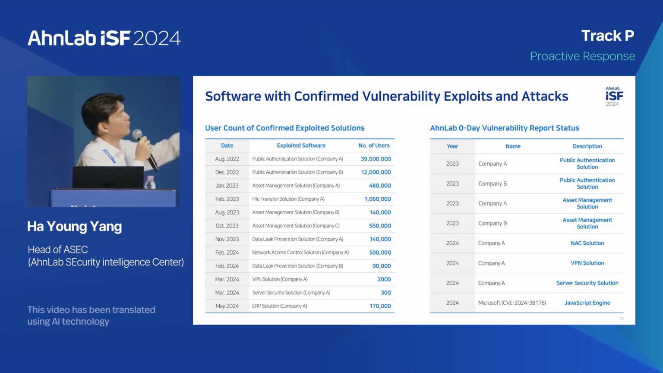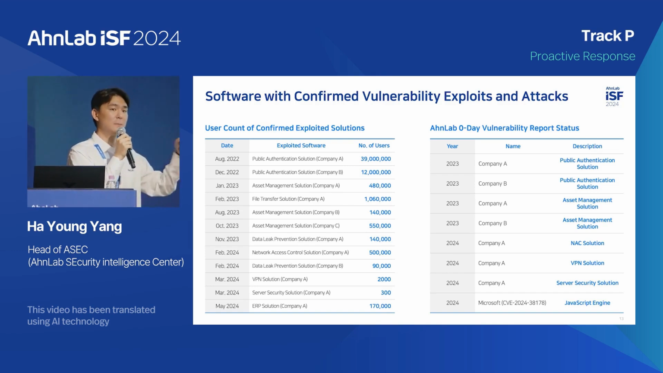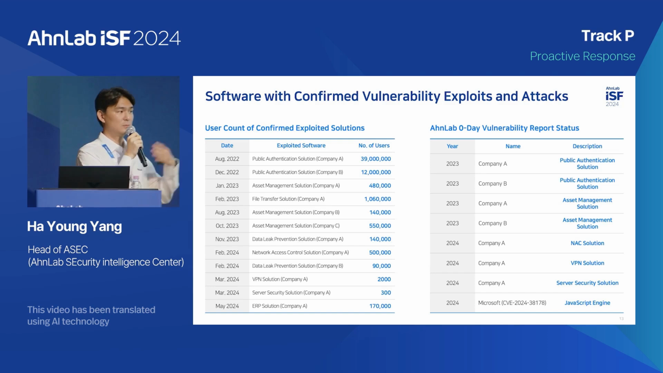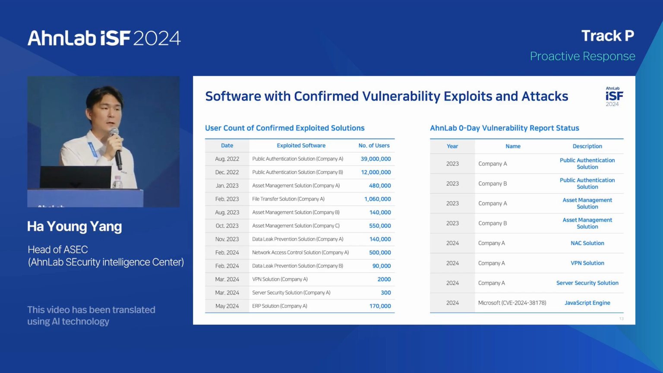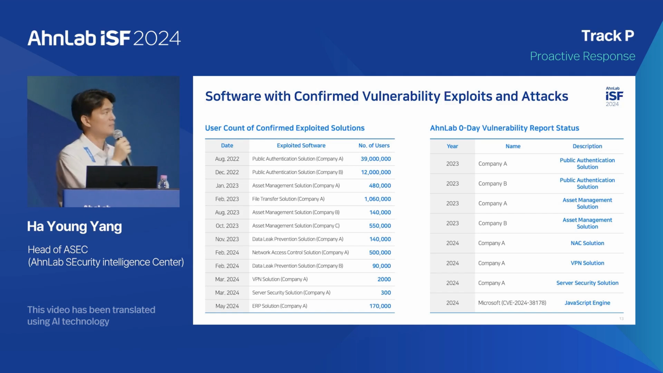The table you see on the right shows cases where AhnLab confirmed actual zero-day vulnerabilities, reported them to CISA, and patches were implemented. At the very bottom, a Microsoft zero-day vulnerability has been identified. AhnLab and the National Intelligence Service jointly confirmed a Microsoft vulnerability and reported it, with a patch provided in August. This MS vulnerability has been identified as being used by a North Korean attack group.